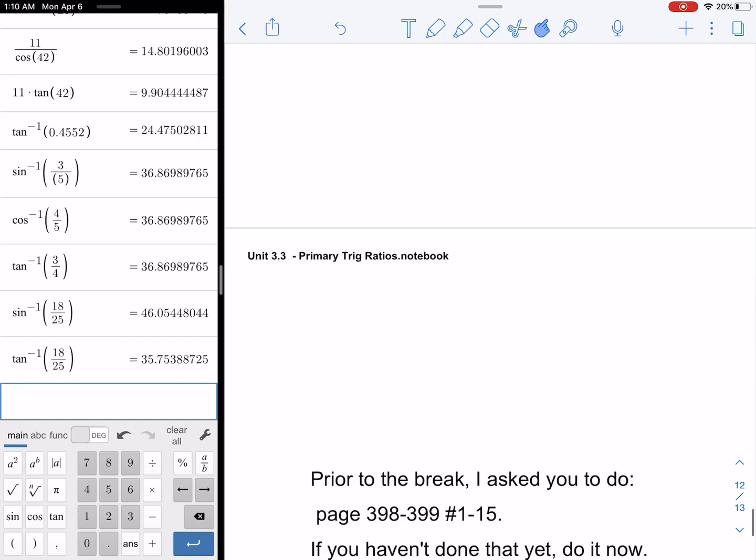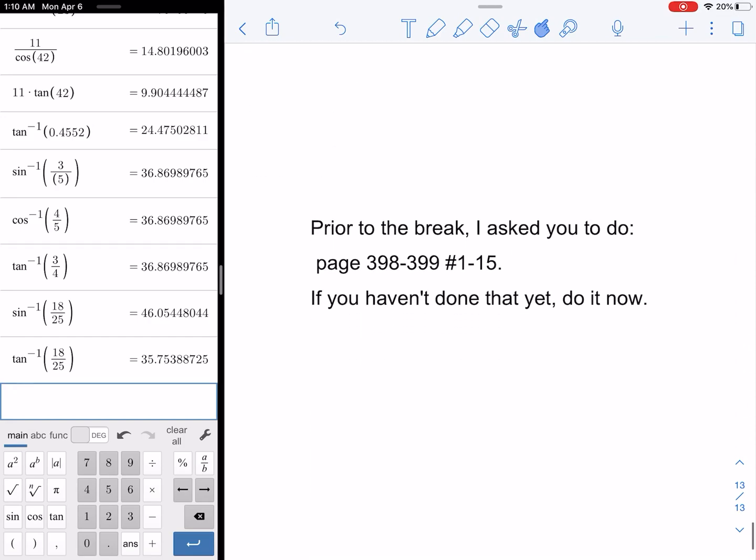Okay, I think that's it. So prior to the break, I asked you to do page 398 to 399, numbers 1 to 15. If you haven't done that yet, do it now. If you've already done it, then you still have a little bit longer. I'll post another lesson tomorrow.